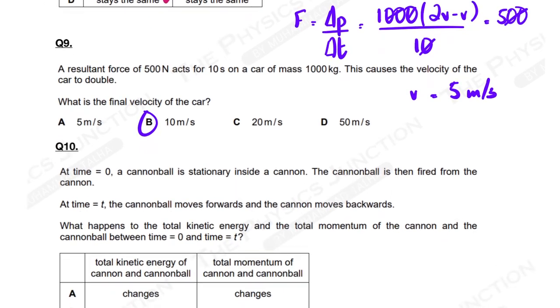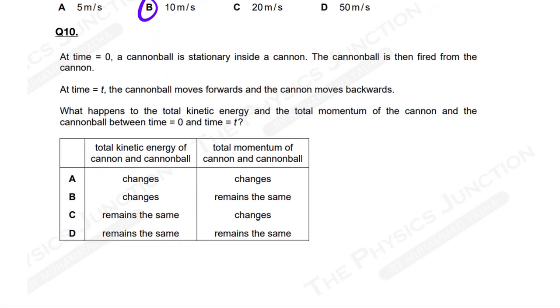Next, at time t equals 0, a cannonball is stationary inside a cannon. The cannonball is then fired from the cannon at time t equals t. The cannonball moves forward, the cannon moves backwards. Again, this is because of recoil, and this is because of the conservation of momentum. Because total momentum before must be 0, total momentum afterwards must also be 0.